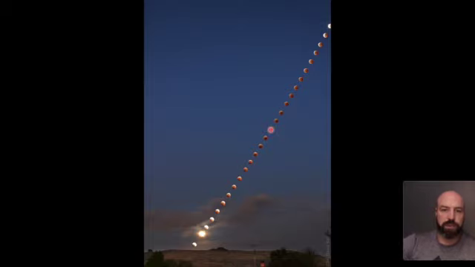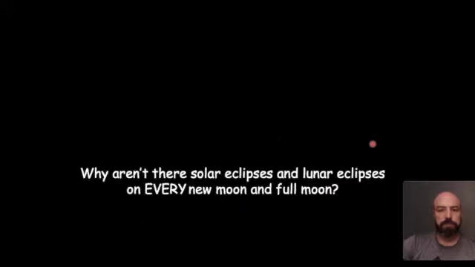Here's a very cool time-lapse picture. Notice that the moon doesn't get completely black. It turns this reddish color here because some of the sunlight is actually bending around the Earth, and so those long red wavelengths are still able to hit the moon.